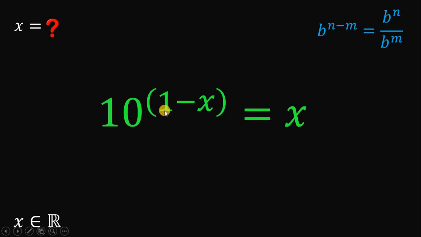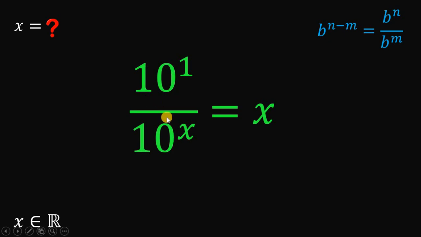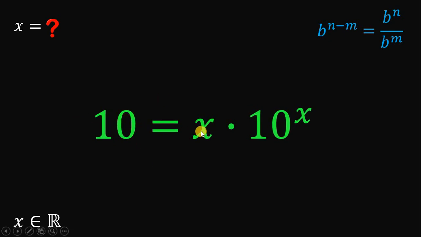Therefore, this 10 raised to 1 minus x can be written as 10 raised to 1 over 10 raised to x. Now, 10 raised to 1 is just 10. And then let's multiply both sides by 10 raised to x. This will give us 10 equals x times 10 raised to x.